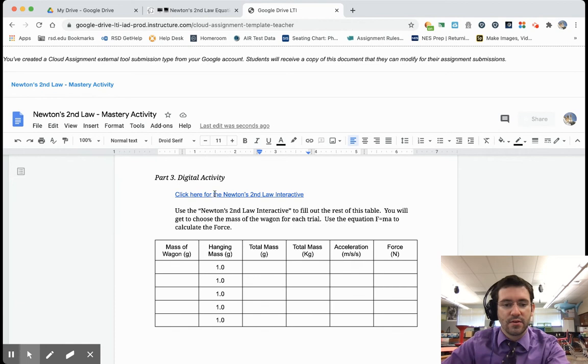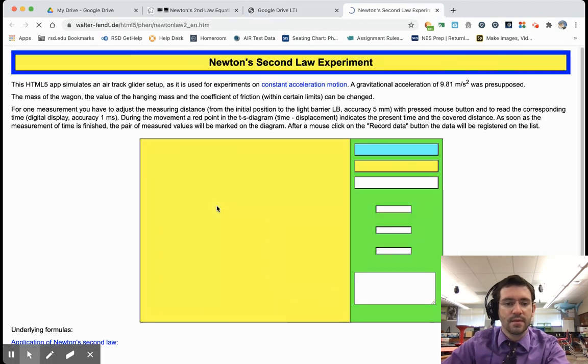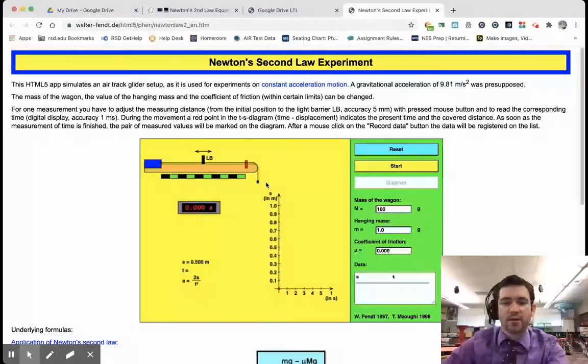Okay, part 3. Instead of doing a measurement in real life, we're going to have a little demonstrator for you. So let me open this one. And this is a simulator. In the simulator, you can choose 3 things, which is nice. You could choose the mass of the wagon, which is up here on a frictionless track. You can choose the mass of the hanging weight right here, or you can choose the coefficient of friction. The only thing we want you to change is the mass of the wagon.